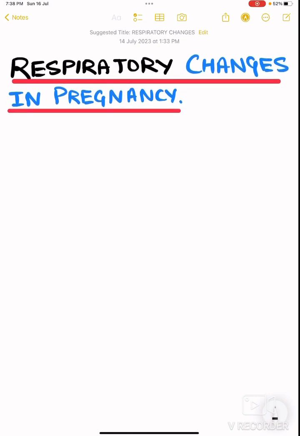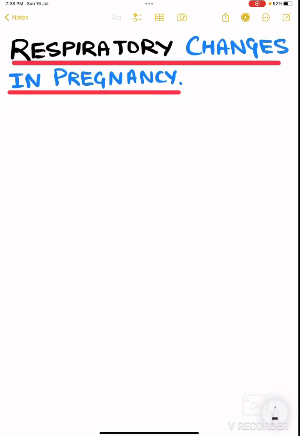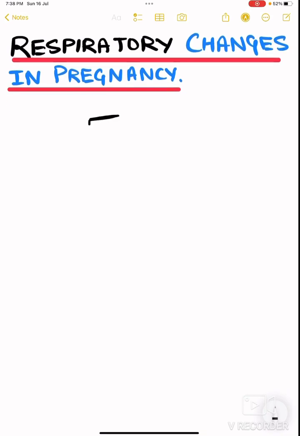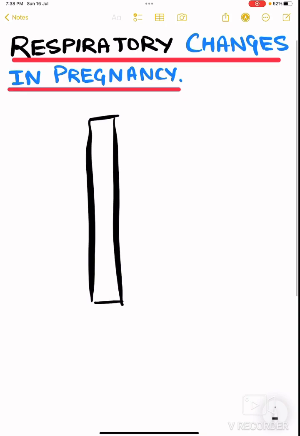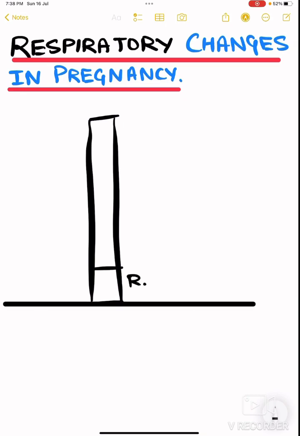First of all, before we start the respiratory changes in pregnancy, we have to study the graph that we already studied in our physiology classes, the respiratory volume curve graph. At the bottommost part is the residual volume. Residual volume is the volume of the lung that even if you try to expire out, you won't be able to. It keeps the lung from collapsing. Now, between this is called tidal volume.